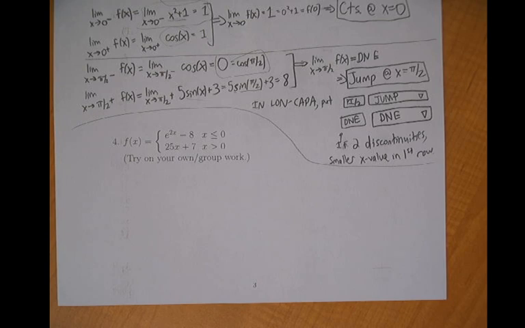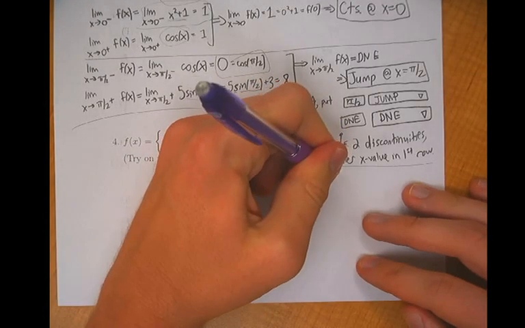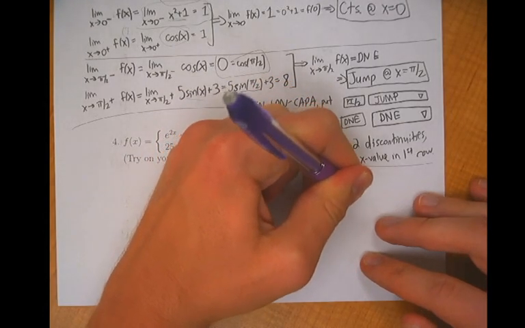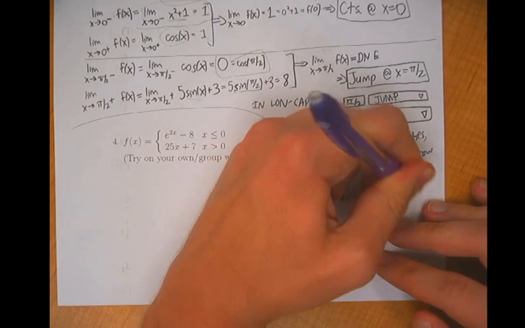Okay, so let's go ahead and reconvene. First off, what did you guys get as a result? I think you had your hand up before, so let's ask you what you got. I got a jump at x equals 0. Good. So ultimately, we're going to have a jump at x equals 0. Good.